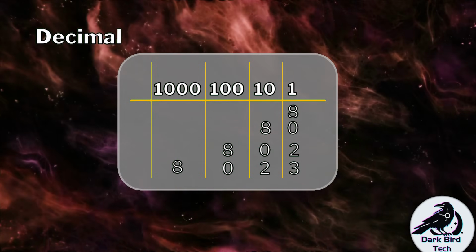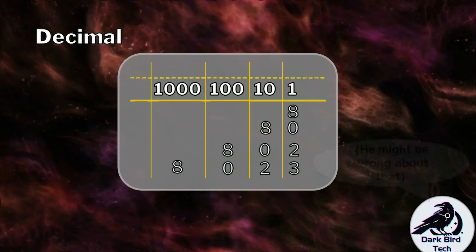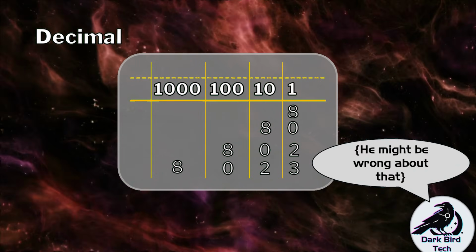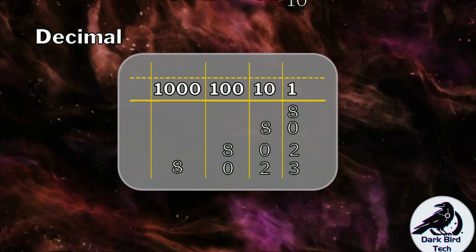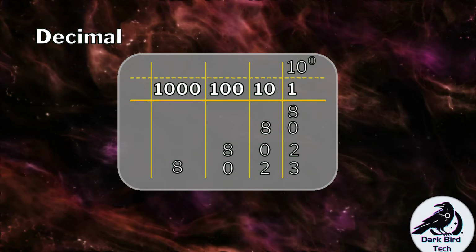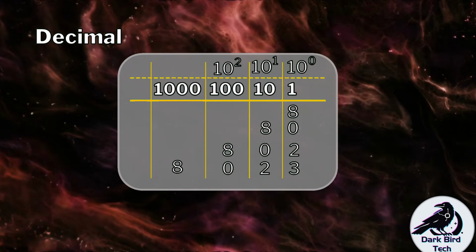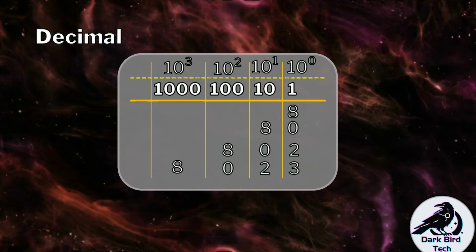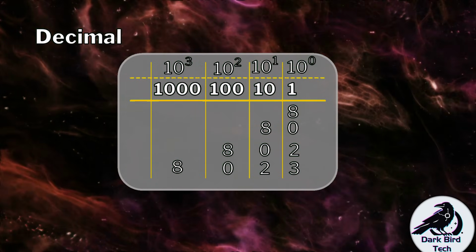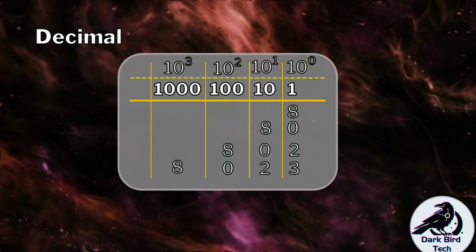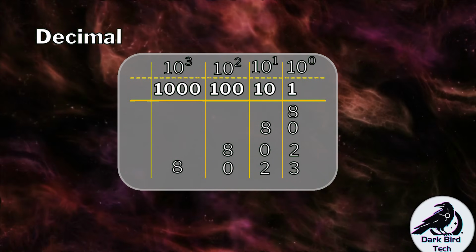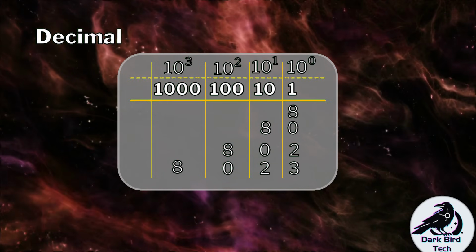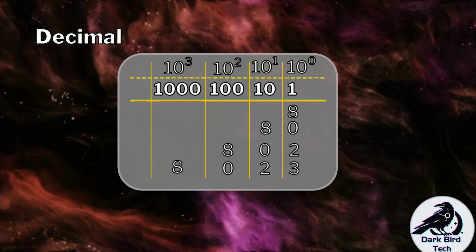Now, one thing the school teachers don't normally show you is these little exponent things that sit above the value of each column. So we put 10 to the power of 0, 10 to the power of 1, 10 to the power of 2, and 10 to the power of 3. Now, the base value of the exponent is going to be the number of numbers in the numbering system. And then we go from right to left, 0, 1, 2, 3. Position 0, position 1, position 2, position 3.